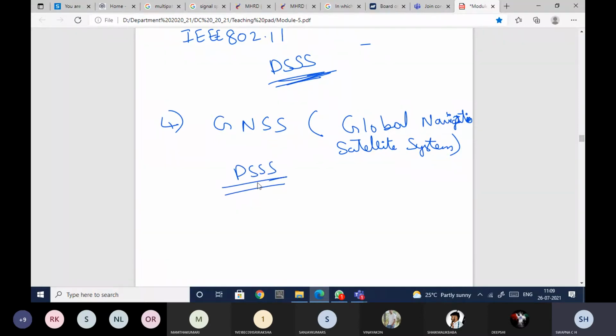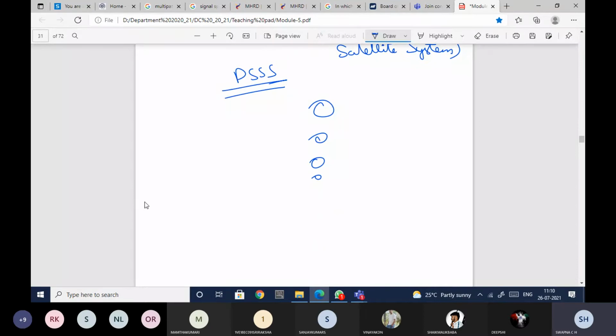So what is the use of this DSSS? It will spread the bandwidth. Since the spreading of bandwidth is happening, different signals can be transmitted through the same channel. Let me consider I have different satellites, and each satellite will use DSSS. Because of the spreading of the transmitted signal, even though you are transmitting through the same channel, the mutual interference will not happen. That is your fourth application.